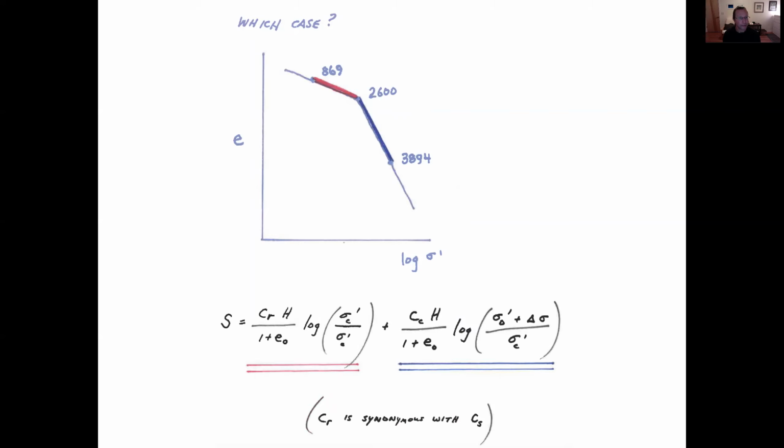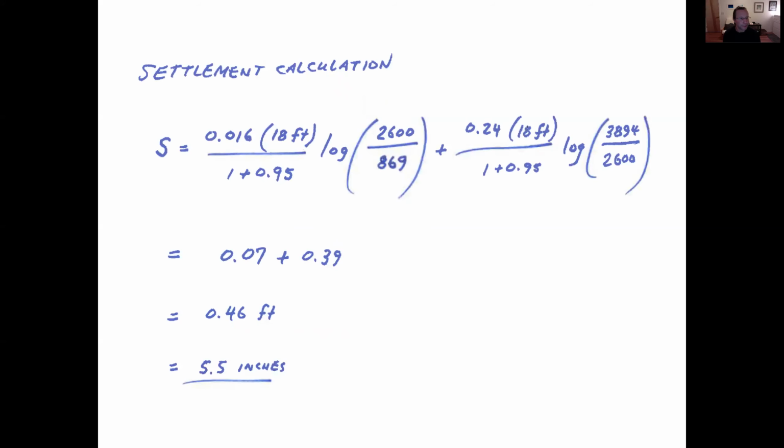We have a red portion of the line, in which I'm showing the equation down here, highlighted in red for that component, and the blue portion of the curve highlighted accordingly there, and we can fill this in with some numbers, but just again, a reminder about the similarity of terms, or being synonymous, C sub R and C sub S. The settlement calculation is therefore filled in looking like this, using the parameters that were given in the problem.